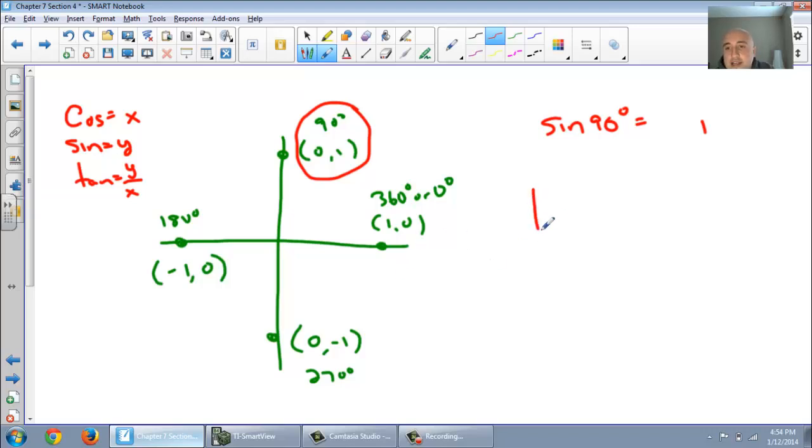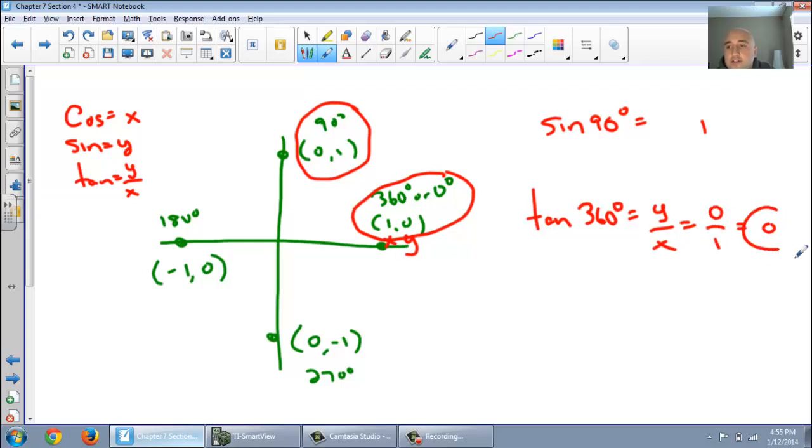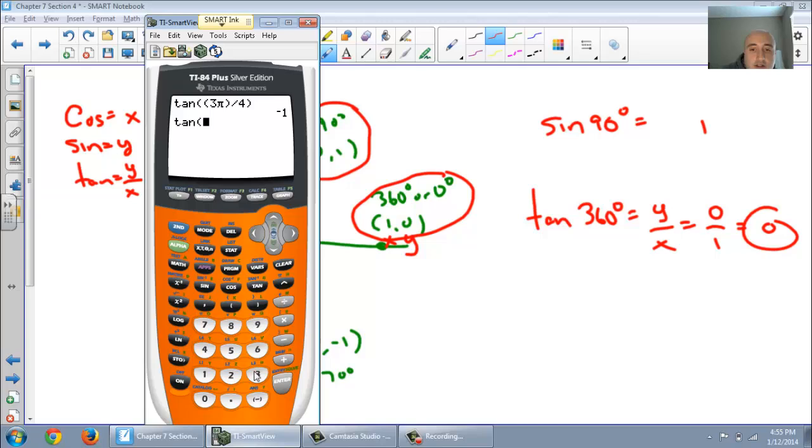Let's find the tangent of 360. Remember, tangent is y divided by x. Where's 360? Here it is. My y value is 0. My x is 1. What is 0 divided by 1? Hopefully you see that's 0. So if you were to type tangent of 360 on your calculator, I'm going to change it to degrees. If you typed in tangent of 360, there it is, 0.